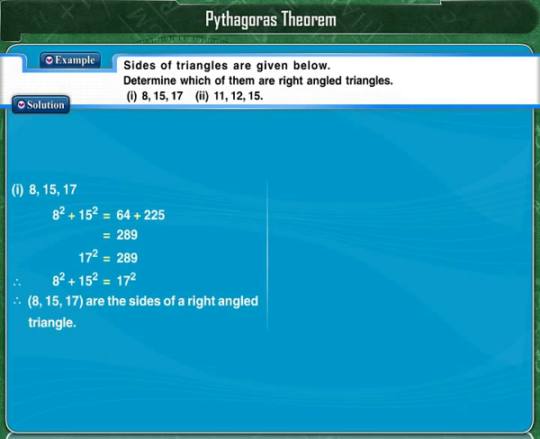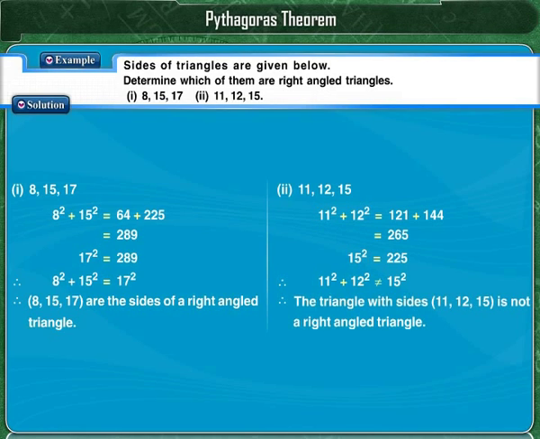Now let's check on the next set of sides, which is 11, 12 and 15. 11 squared plus 12 squared is equal to 121 plus 144. That is equal to 265. Square of 15 is 225. It is clear from the answers that 11 squared plus 12 squared is not equal to 15 squared. Therefore, the triangle with sides 11, 12 and 15 is not a right-angled triangle.